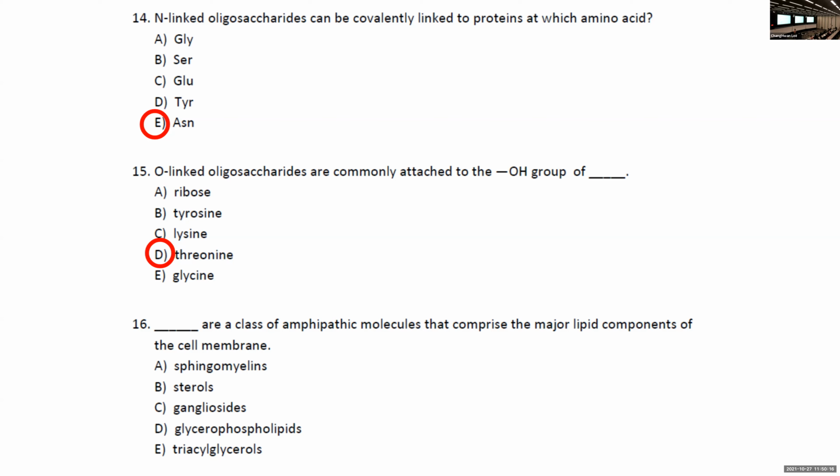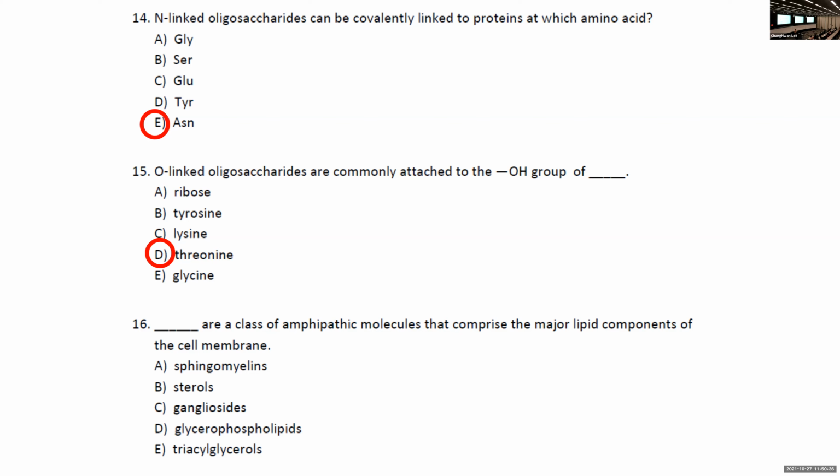You're completely right about that, but it actually doesn't specify the cell type here. It's just saying the major lipid components of the cell membrane, so it can be applied to the nerve cells or other cells.